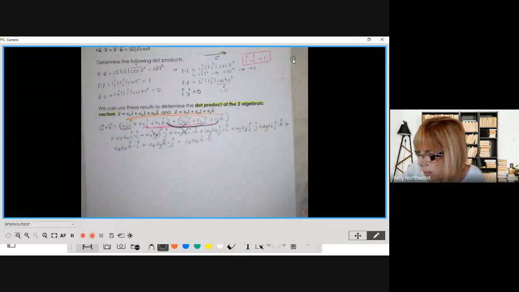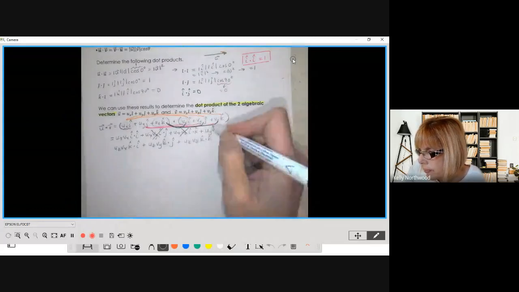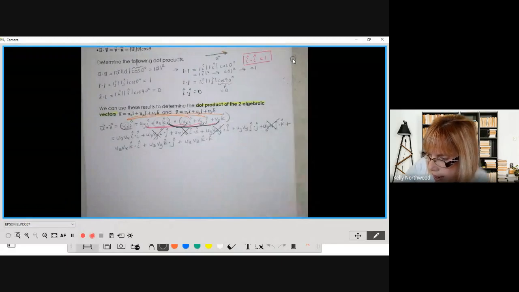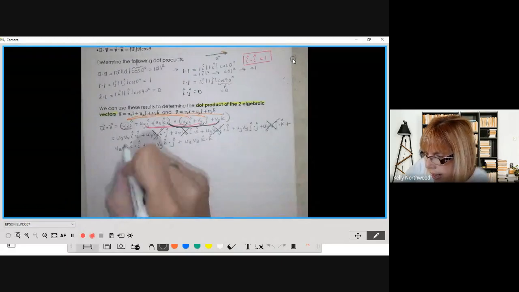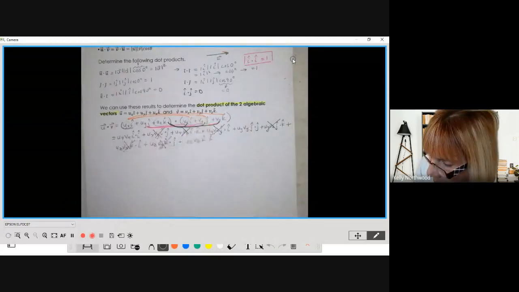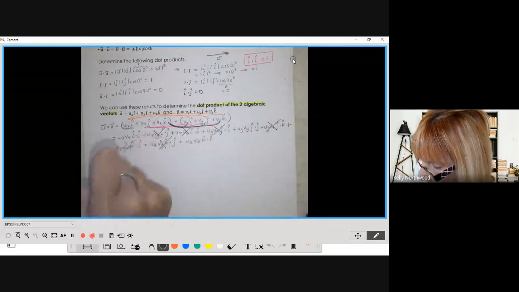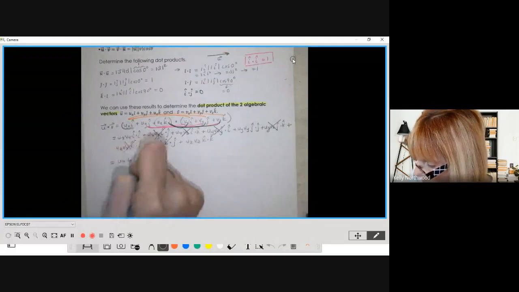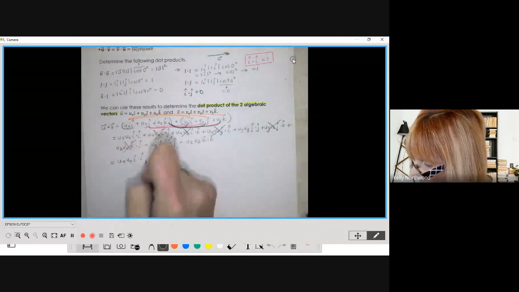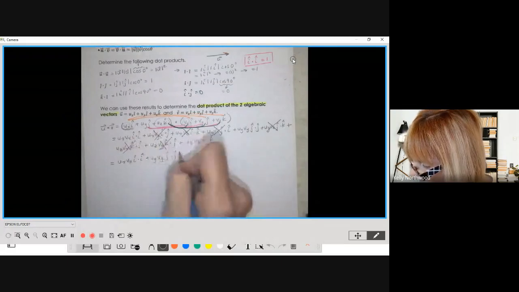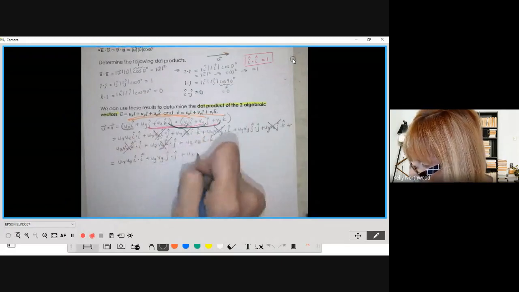J hat and I hat are 90 degrees. So their dot product is 0. J hat dot k hat are at 90 degrees. So their dot product is 0. As with k hat and I hat are 90 degrees to each other. K hat and j hat are 90 degrees to each other. So the only terms I have left are ux, vx, I hat dot I hat, plus uy, vy, j hat dot j hat, plus uz, vz, k hat dot k hat.